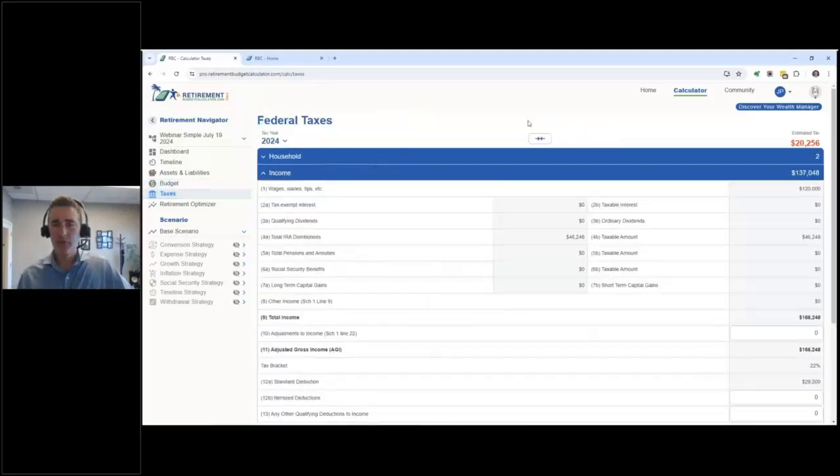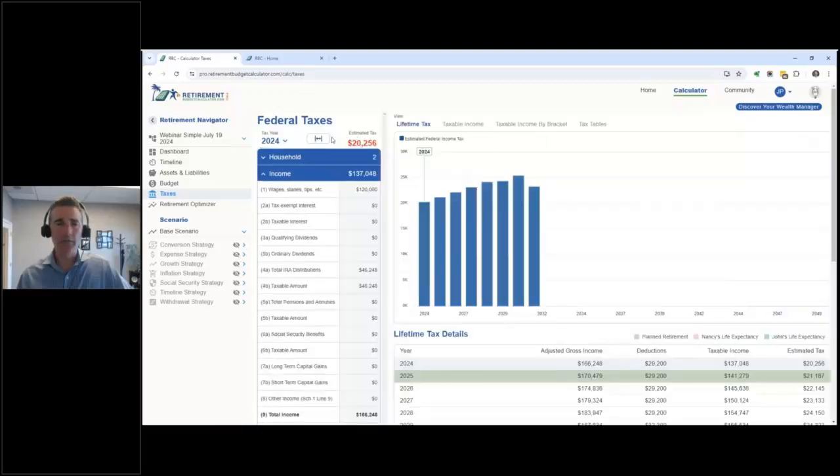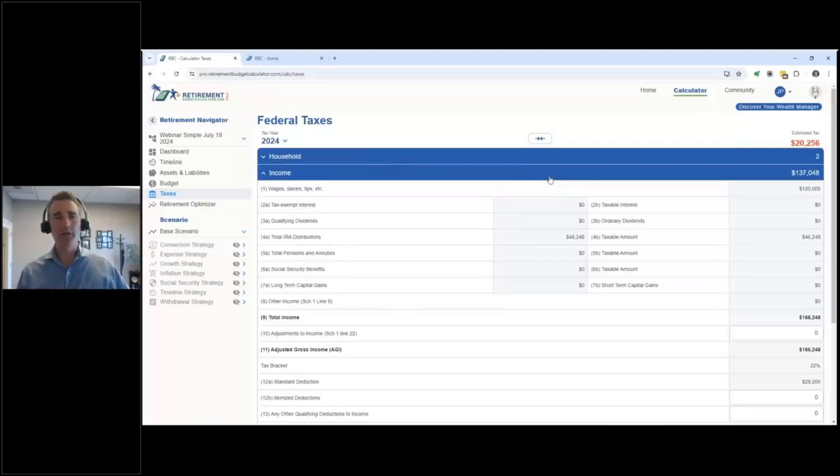Now, some of you don't realize this, but this little button here means you can expand or collapse the tax module. And the tax module is taking all the information that you're entering in about your income sources, and it's feeding it into the tax module. And then it's also taking any withdrawals that you're taking from your retirement accounts, pulling those into the tax module. So all of that's being accounted for in the tax module.